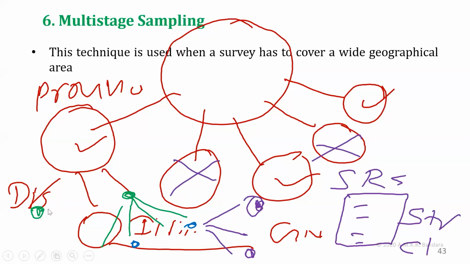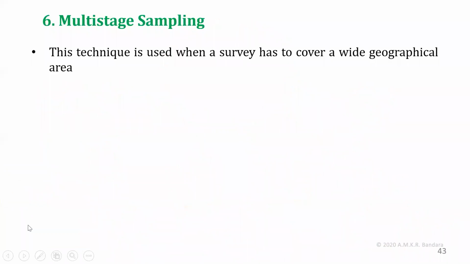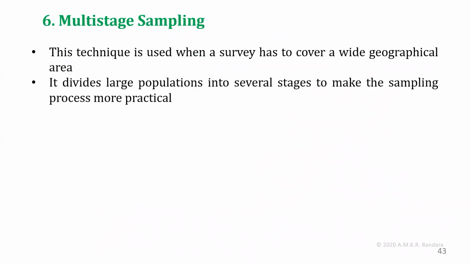Then assume the southern province is selected. Then there you can select districts randomly if all the districts in the southern province have fish farmers. Likewise, the selection at each stage can use any sampling method we have learned so far. So multi-stage sampling is a combination of sampling methods where the sample is selected at several stages.